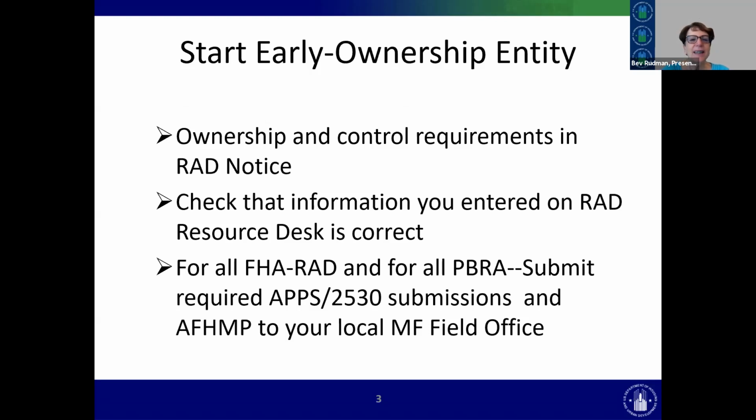So the first thing that I've got here for start early is ownership entity. There are ownership and control requirements in the RAD notice. You may not believe this, but we have had deals where we get to like 2 weeks before the closing deadline and all of a sudden there's a glitch. And what's the glitch? The glitch is that they haven't really determined what the ownership entity is going to be, or the partnership agreement is not complete, or there are two different stakeholders who think they agreed to two different things about how the ownership is going to work.